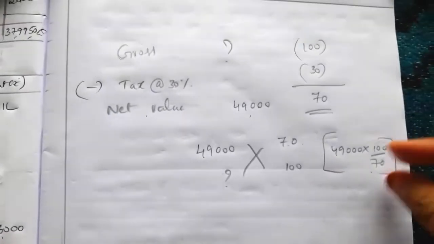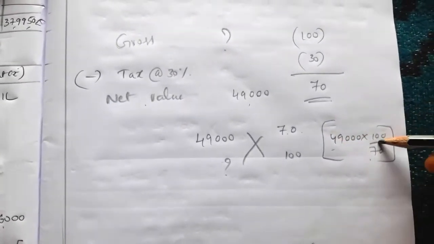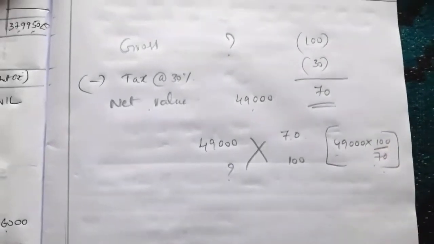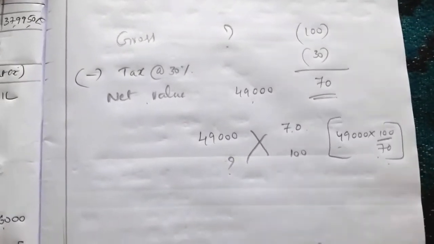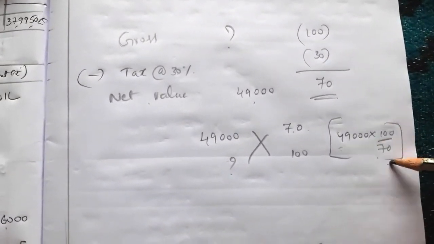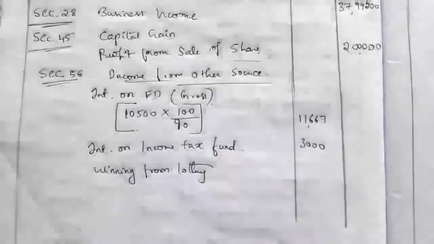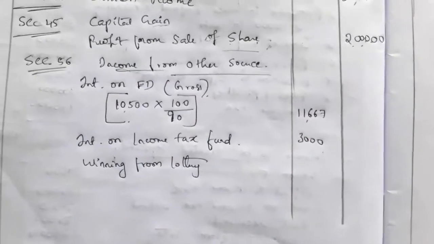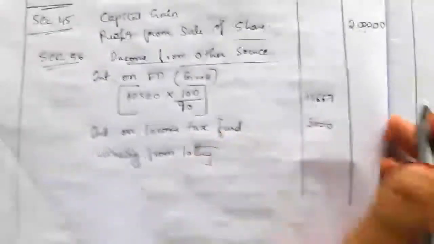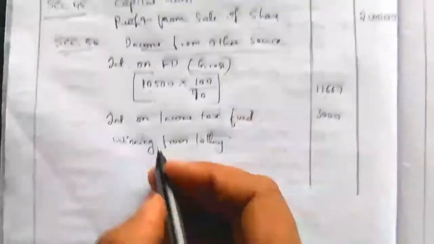If in the question they give the lottery income as net value, then we have to take 49,000 into 100 by 70. If they give the gross value, then we take directly the amount they give. That is for lottery income. But in the case of interest on FD or interest on government securities, we have to take 100 by 90. In the case of lottery income, we have to take 100 by 70.